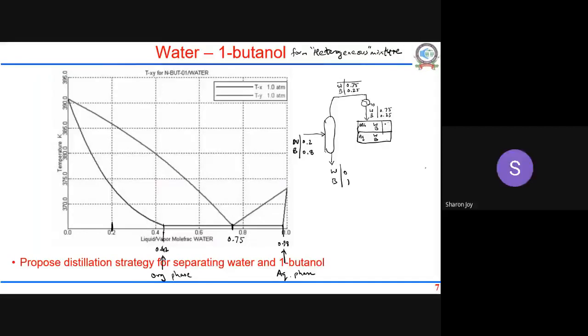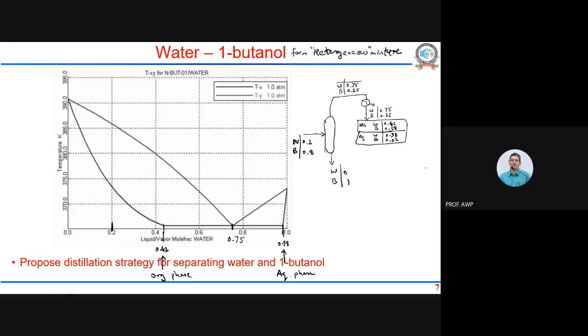Organic phase will contain 0.42 and 0.58. Aqueous phase will contain 0.98 and 0.02. Now send the organic phase to one distillation column and the aqueous phase to another distillation column. So organic phase to which distillation column? Another distillation column, sir.